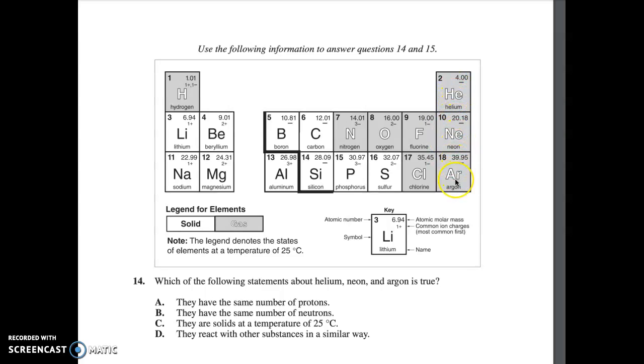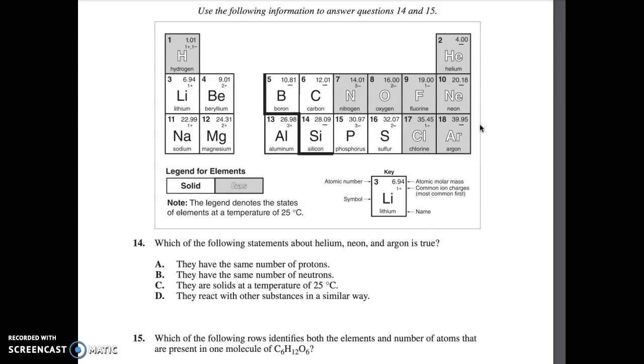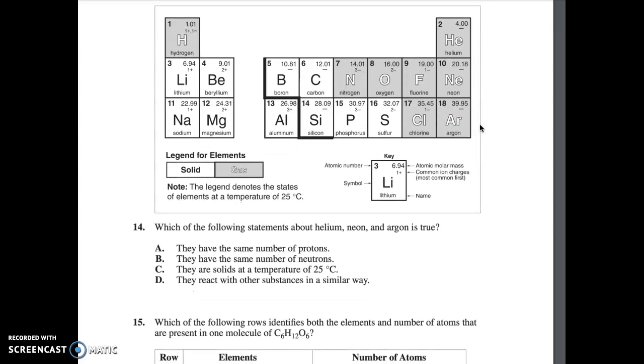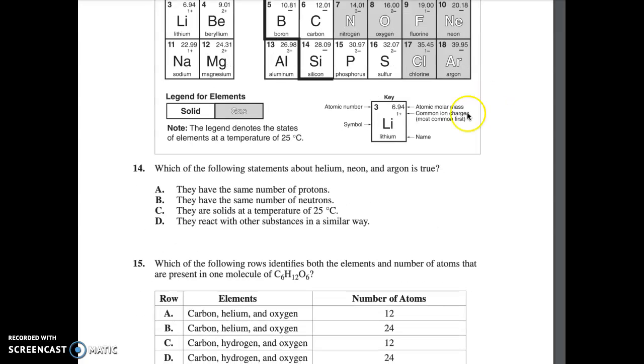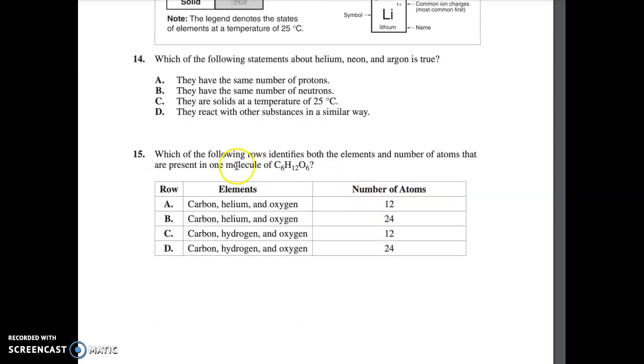They're solids at 25 degrees Celsius? No, they're all gases, noble gases. Okay, are they going to react with other substances in a similar way? Yes. In fact, they're less likely to react because they're noble gases, and they have a full octet of 8 electrons.